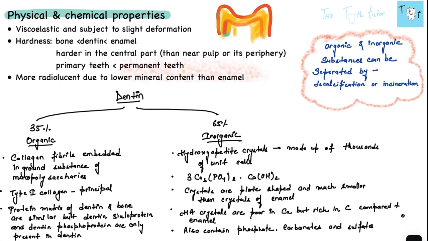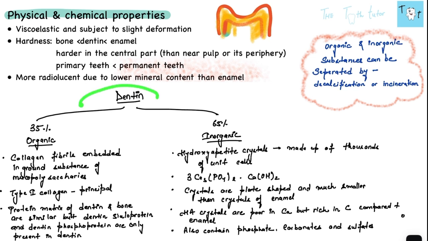Now it is more radiolucent due to lower mineral content. Radiolucent means that it allows the X-rays to pass through it, so it will appear slightly more whitish than the enamel in an X-ray. So this is about the physical properties.